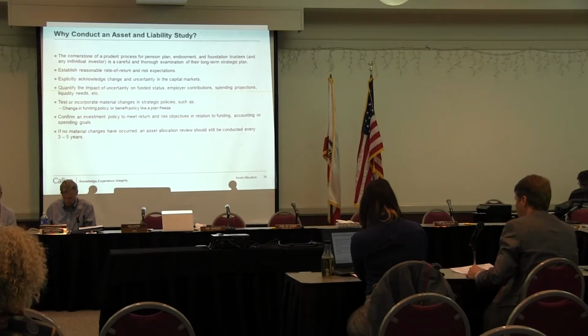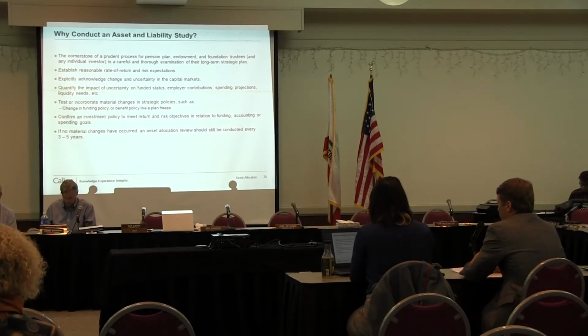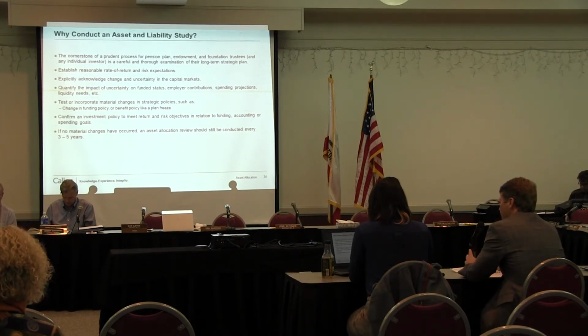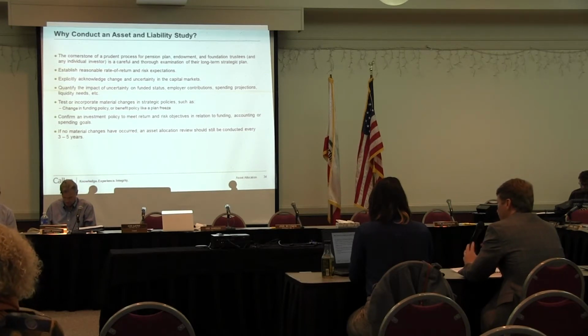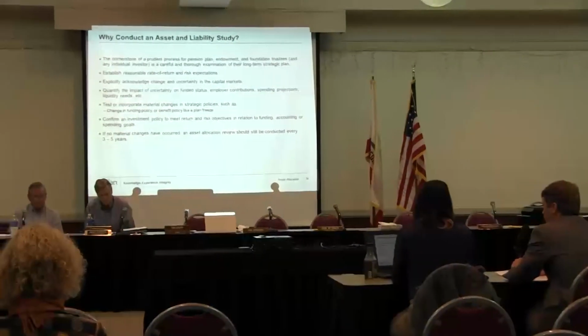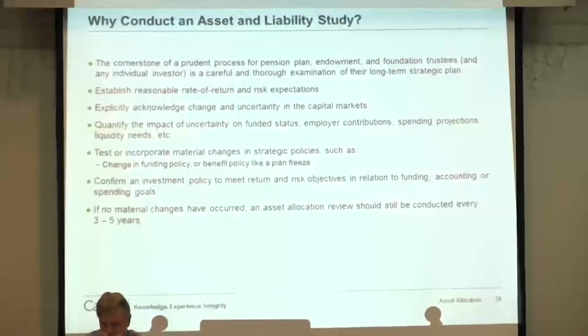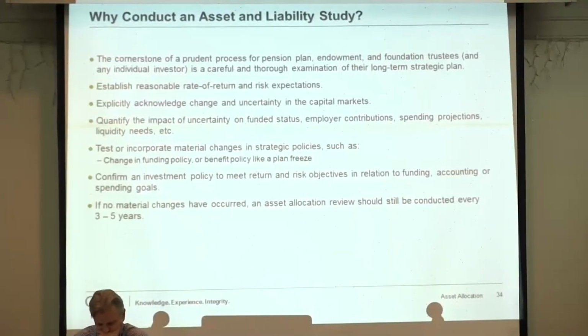Okay, so why do you conduct an asset liability study? Well, the first and most important reason is that it's the cornerstone of a prudent process. And we talked about your fiduciary responsibility earlier. The number one thing you need to do is have a documented prudent process for you to meet your fiduciary responsibilities. So this is the cornerstone of that process, coming up with what is your long-term strategic asset allocation. Through the asset allocation process, we'll also establish a reasonable rate of return and risk. So we've already spent a little bit of time talking about what our numbers are for those, for your target portfolio.